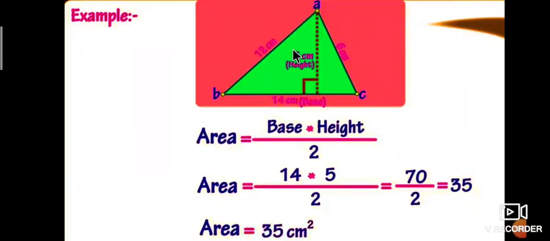Then we find this one. According to Pythagoras theorem, we find the height of the triangle is 5 centimeter. Then area is equal to base into height divided by 2, that is equal to 14 into 5 divided by 2. 14 into 5 is 70, 70 divided by 2 is 35. Area of the triangle is equal to 35 centimeter square.